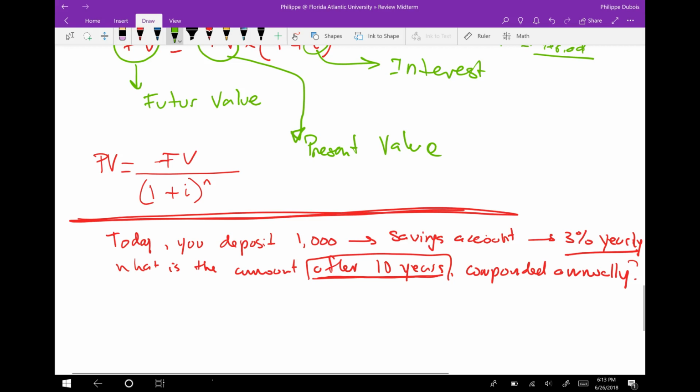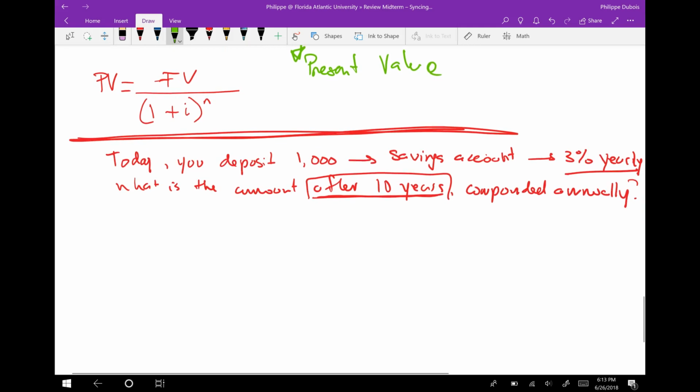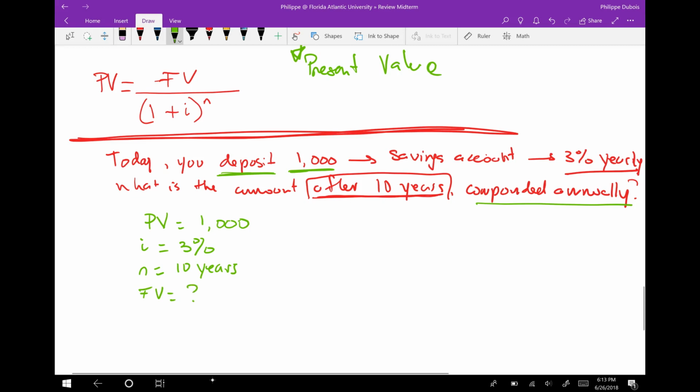If I'm reading this example myself, I'm picking out the important information before I compute anything. It says you deposit $1,000 today, present tense. So that tells me that the present value is $1,000 in the savings account that pays 3% yearly. What is the amount after 10 years? The number of period is 10 years, compounded annually. That's perfect. And the question is asking me for the future value.